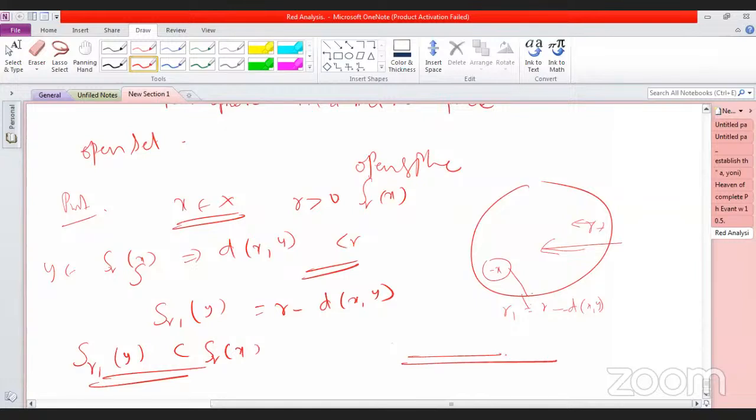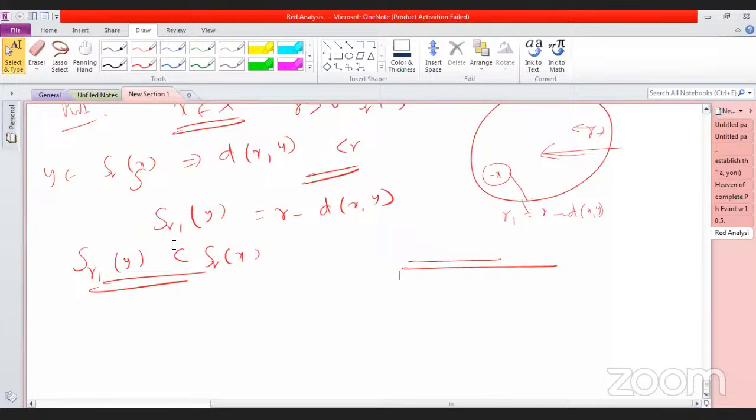So S_r1(y) is a subset of S_r(x) if we take z belongs to S_r1(y). Then what is the less than condition for d(y, z)? So z belongs to S_r1(y). Then d(y, z) is less than r1 or r2? R1, sir. R1.